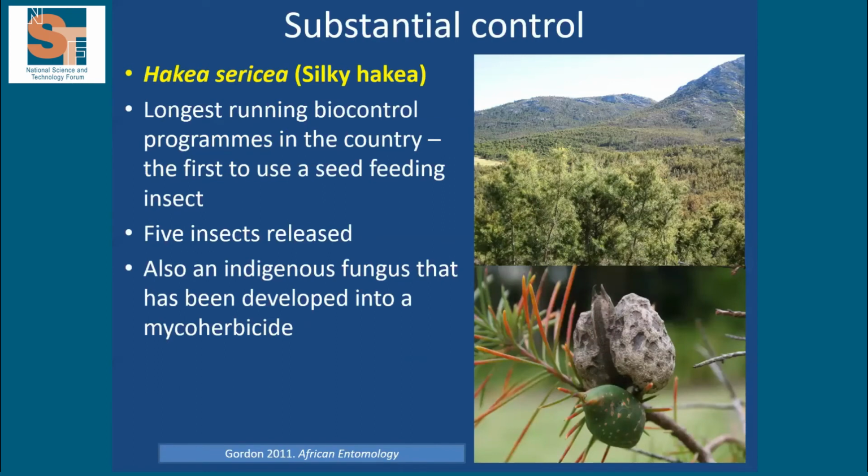So one of the species I focused most of my time on during my 5 years at the ARC was Hakea sericea, or silky hakea, which is a significant invader of the fynbos biome in the Western Cape. It's one of the longest running biological control programs in the country, but it's also the first program globally to actually utilize a seed feeding agent to reduce the spread of an invasive plant. To date, there have been 5 insect species released on Hakea, and we also utilize an indigenous fungus that has been developed into a mycoherbicide by colleagues at the Plant Pathology Unit at the Agricultural Research Council.